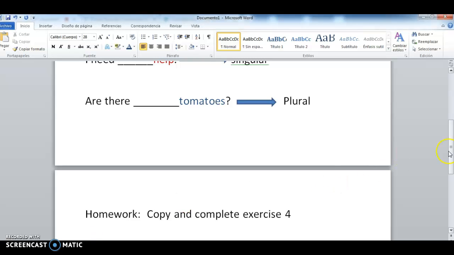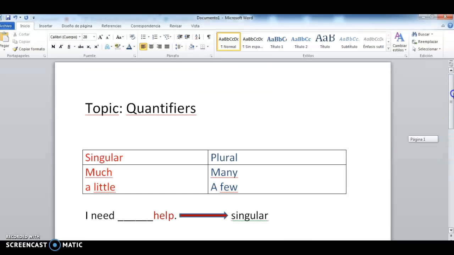We're gonna keep learning about quantifiers and how to use them. Remember that quantifiers are words that help us express a quantity or an amount. Today I want to show you a different way of understanding how to use quantifiers.